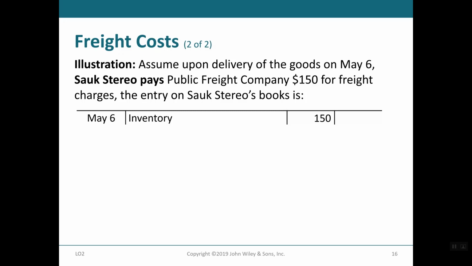Now, for the sake of the perpetual inventory system, once there's a freight charge that is paid by the buyer, we are adding that to the cost of our inventory. Okay? And our credit is what? Cash. Why cash? Because that's a decrease in our assets. Okay, increase in asset of 150 inventory, decrease in asset cash.